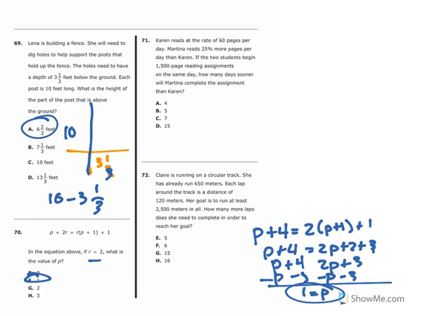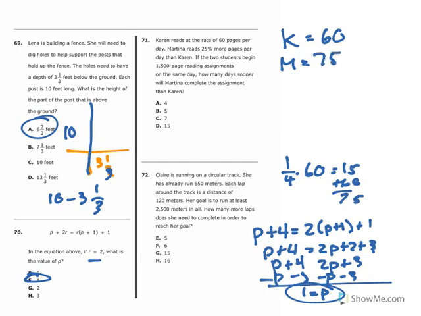71, and it says Karen reads 60 pages a day, and Martina reads 25% more. All right, so 25% is 1/4. So 1/4 of that is going to be 15, plus the 60 is 75. If you want to be really savvy, you can say that Martina reads 125% of Karen's, which is 5/4, and multiply by 5/4, right? 1.25. There's a lot of ways we can do it.